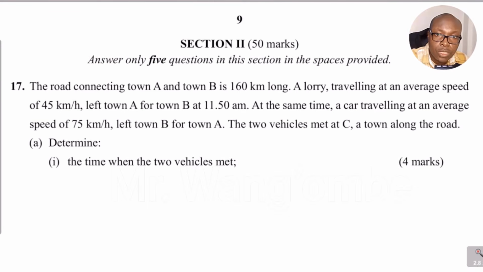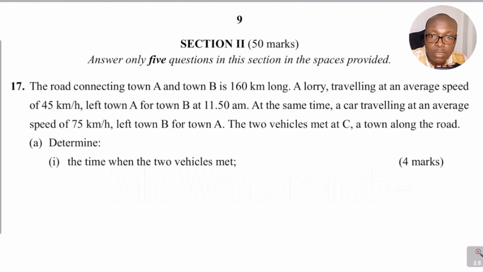Let's go to section 2, 50 marks. Answer only 5 questions in this section in the spaces provided. I'll do all the questions for the purposes of explaining each and every question, how we're supposed to do it. So let's begin with question 17.